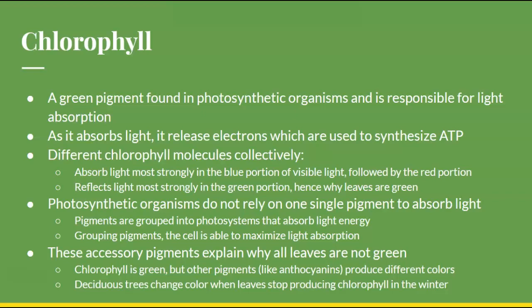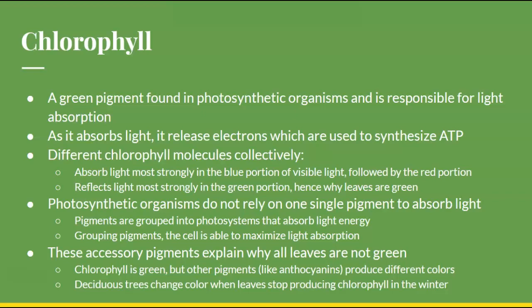Okay? Different chlorophyll molecules can do different things, okay? They absorb light most strongly in the blue portion of visible light, followed by red. So blue light will make plants grow the best, and it reflects light most strongly in the green portion. That's why leaves are green. Because green reflects light. And so when light hits the green plants, it will reflect off of it, but it will also get absorbed in the chlorophyll because it's a green pigment, so it will take in that light.